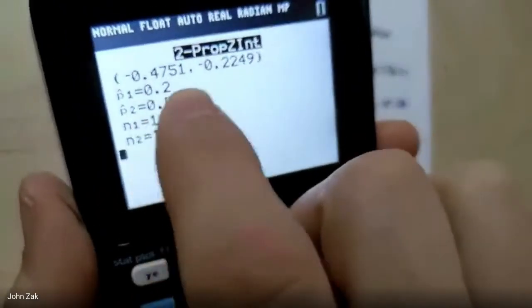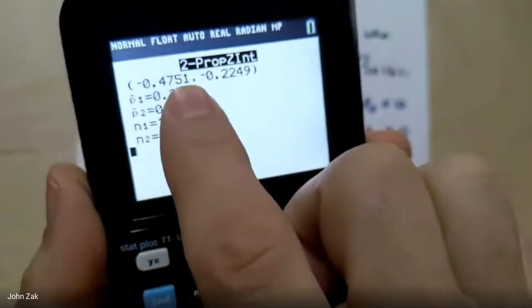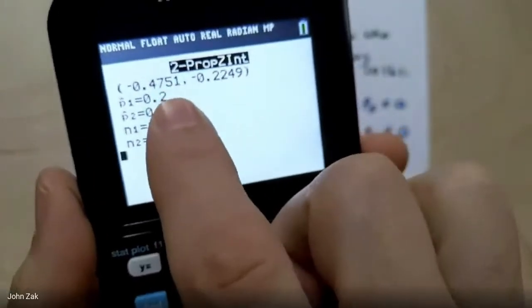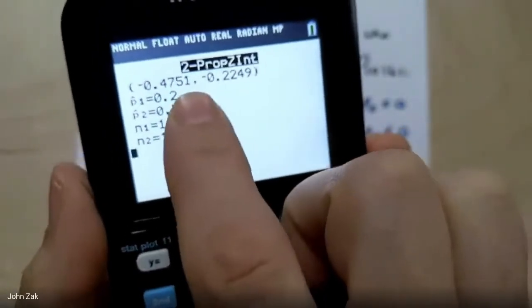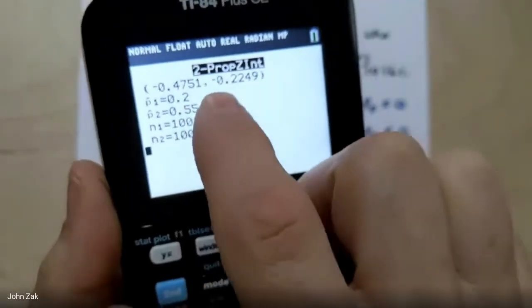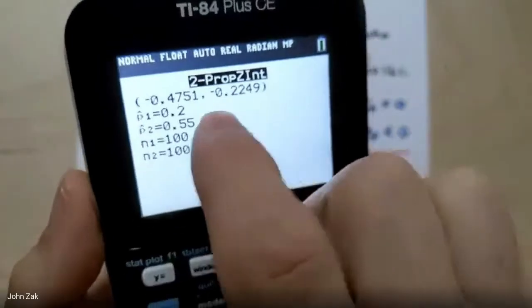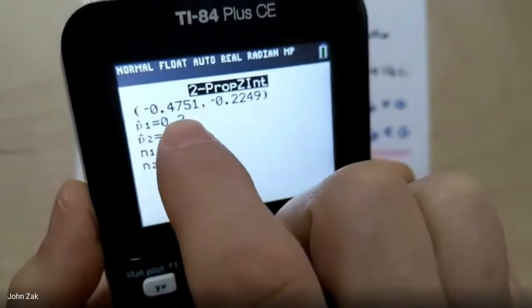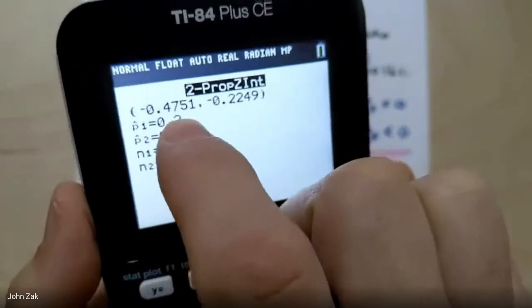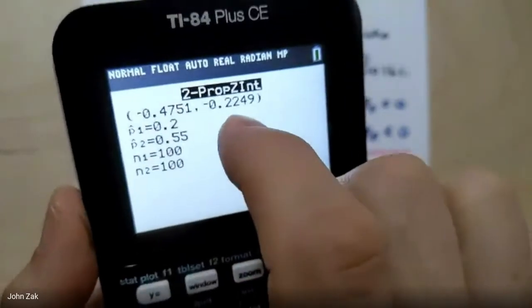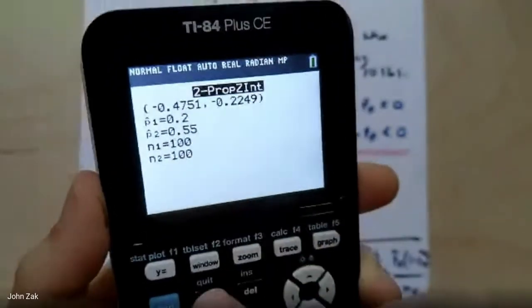So this is a huge interval, actually, right? Notice though, it's entirely negative. I'd estimate that the difference between the seniors and the freshmen, the difference in the proportions of senior and freshman that have really heavy book bags, is somewhere from negative 47.5% to negative 22.5%, a really wide interval.